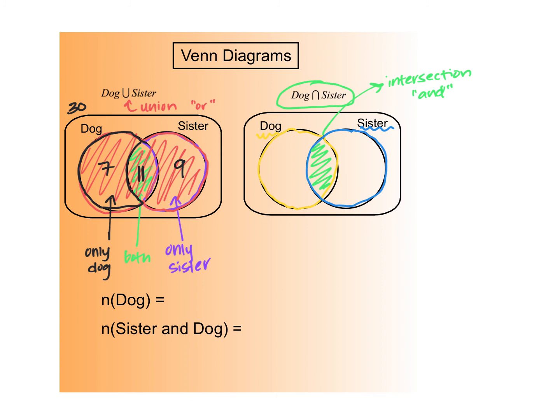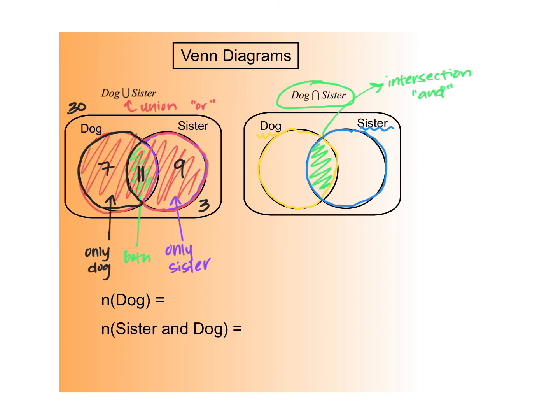The one place that people often forget to look is the neither category. It's possible to have neither a dog nor a sister, and that number is going to go in the bottom corner on the outside of those two circles. So let's say there are 3 people that have neither a dog nor a sister.